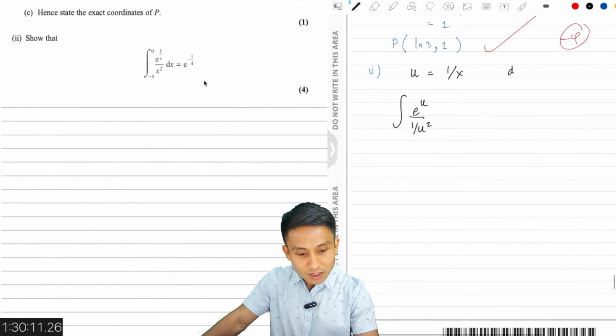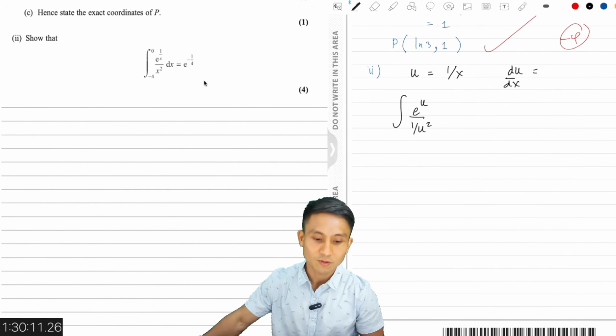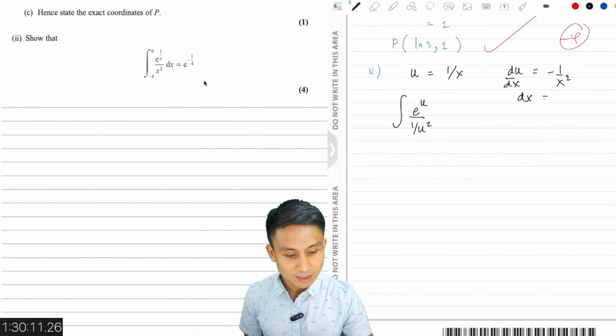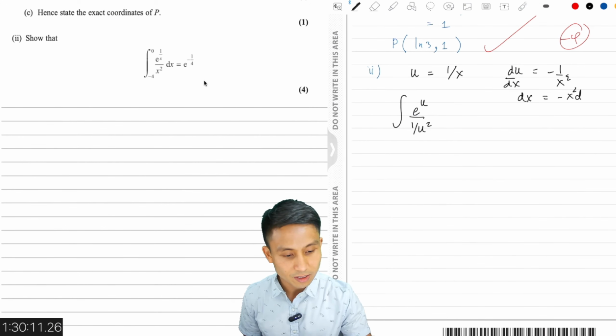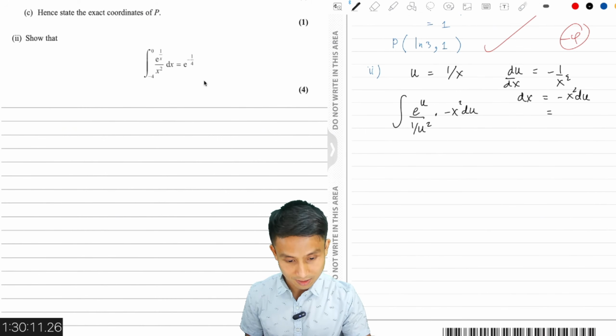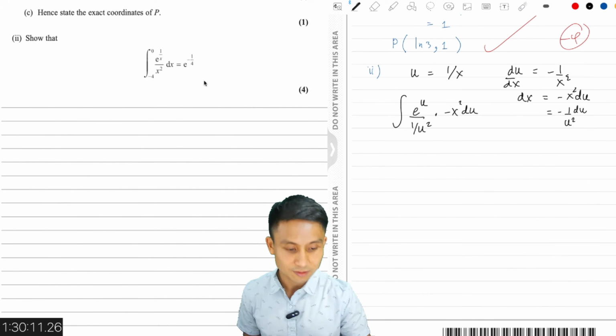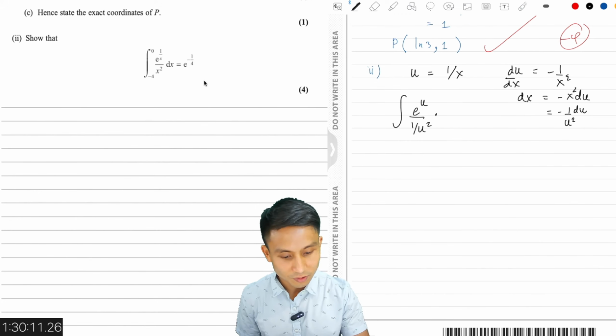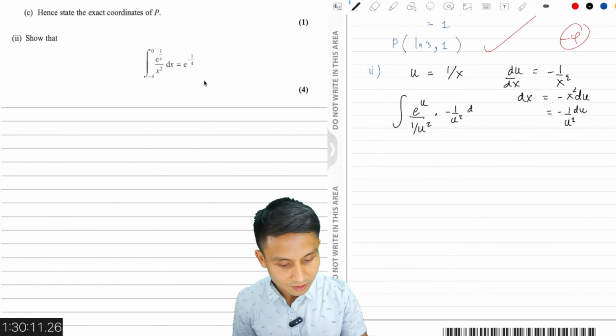And then if we differentiate u, we get du by dx equals, well, that would be -1 over x squared, right? So dx is just minus x squared du, right? And minus x squared is basically 1 over u squared. There you go, -1 over u squared. We can also do that. So instead of writing minus x squared, I'm going to write -1 over u squared du like that.